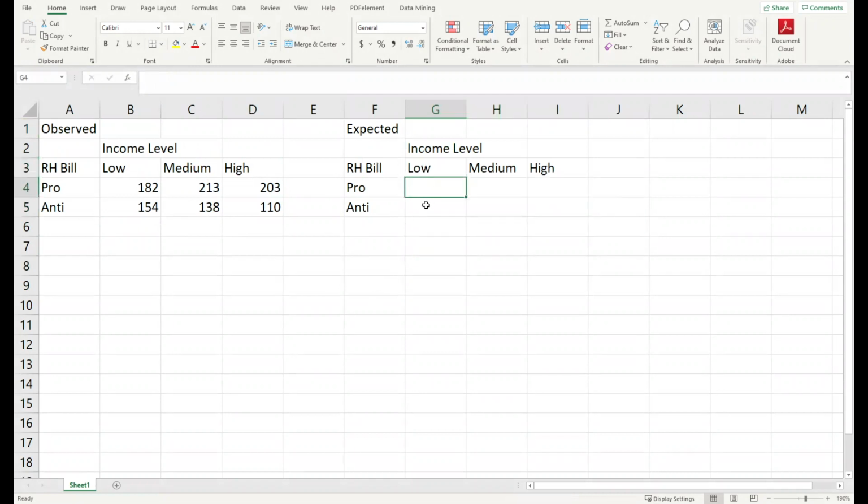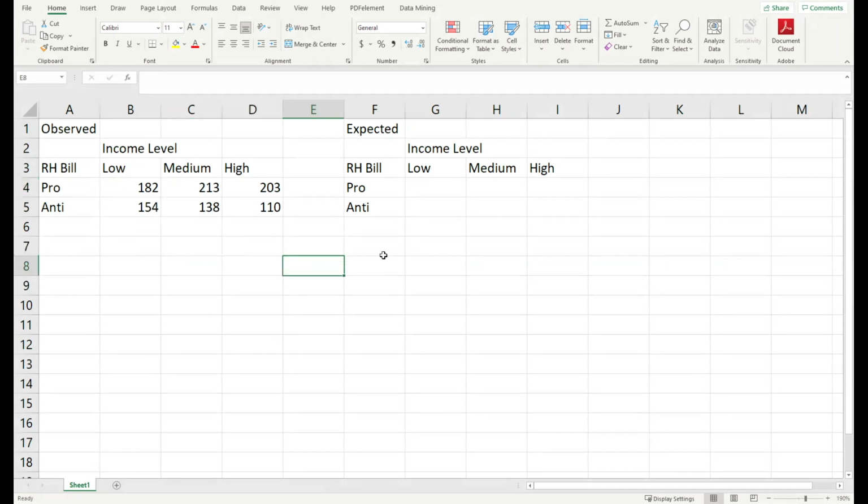So for expected, say for example, we want to get the expected value here for low, then we can do it in terms of probability, no? So if you think about it, the probability that you have low income and pro RH bill is the probability that you are low income multiplied by the probability that you are pro, no? So this is the multiplicative property of probability, right?